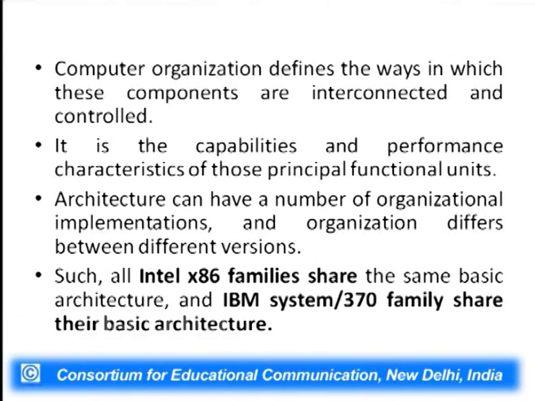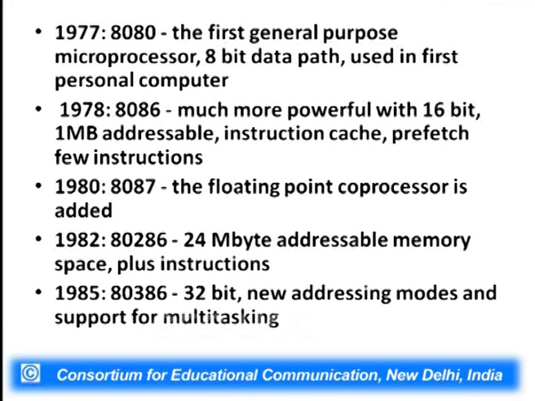So, computer organization is essentially going to be the interconnection of all these blocks. It is the capabilities and performance characteristics of these principal functional units which identify your computer organization. So, an architecture can have a number of organizational implementations, and organization differs between different versions. For example, Intel's x86 family shares the same basic architecture, and the IBM System 370 family shares its basic architecture.